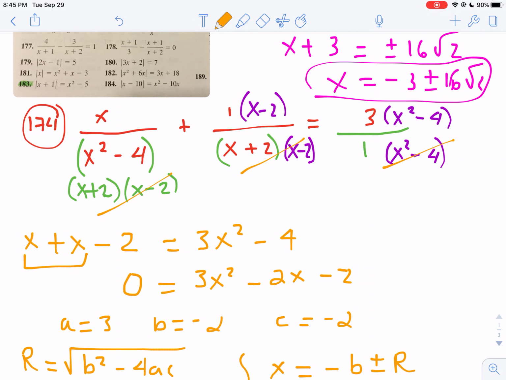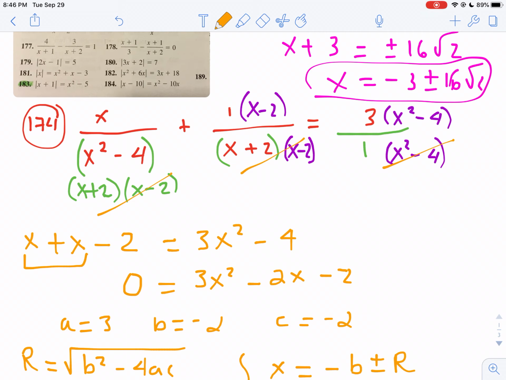Okay, so x squared minus 4 plus 1 over x plus 2. And there's a 3. Then I factored it. I made the common denominator. I found the common denominator. Okay, on the top I have x, and I have another x, then I have a negative 2, and then I have 3x squared minus 4.